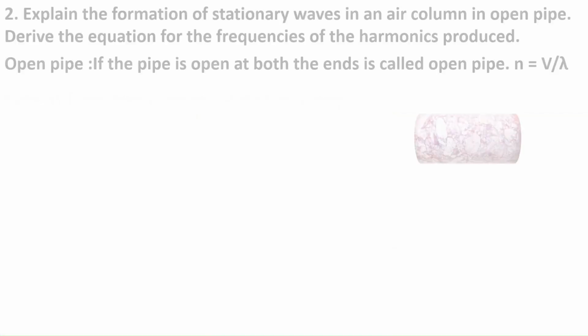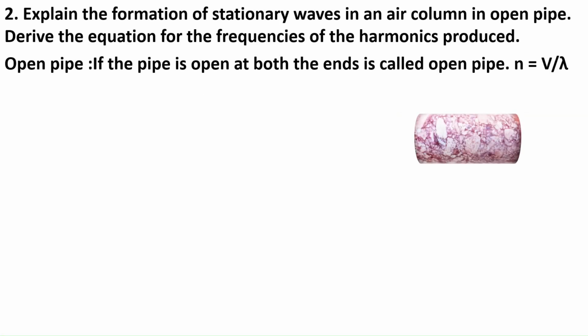Now the second question: explain the formation of stationary waves in an air column in an open pipe. Derive the equation for the frequencies of the harmonics produced in the different notes. Now, what is an open pipe? If the pipe is open at both ends, it is called an open pipe, where n is equal to v by lambda.